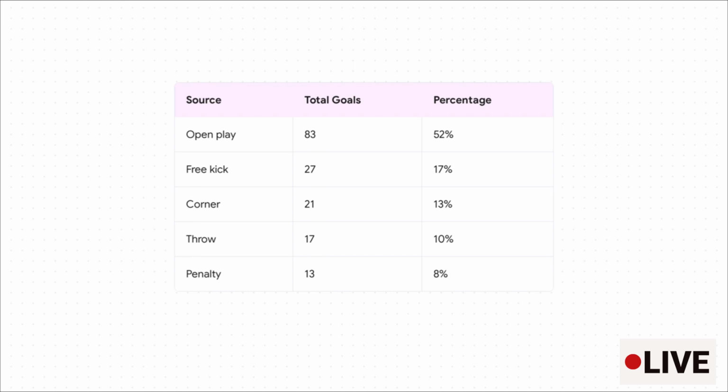We all tend to focus on the beautiful, flowing goals from open play, but the data shows that was only 52% of the goals. A massive 48%, almost half, came from set pieces. We're talking free kicks, corners, and throw-ins. Now that is a huge, actionable insight.